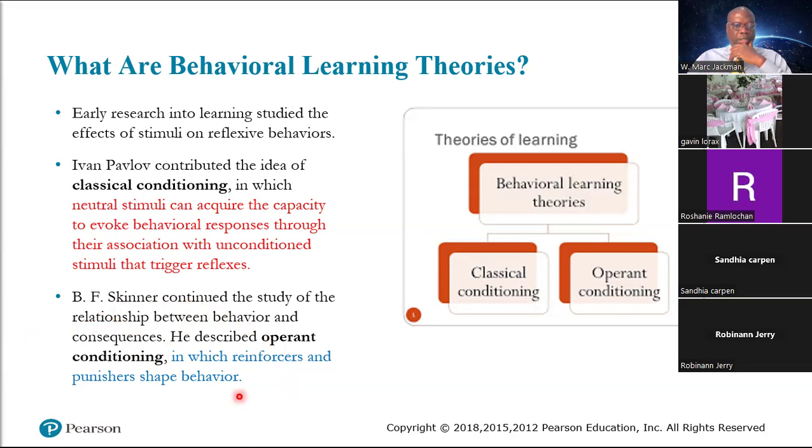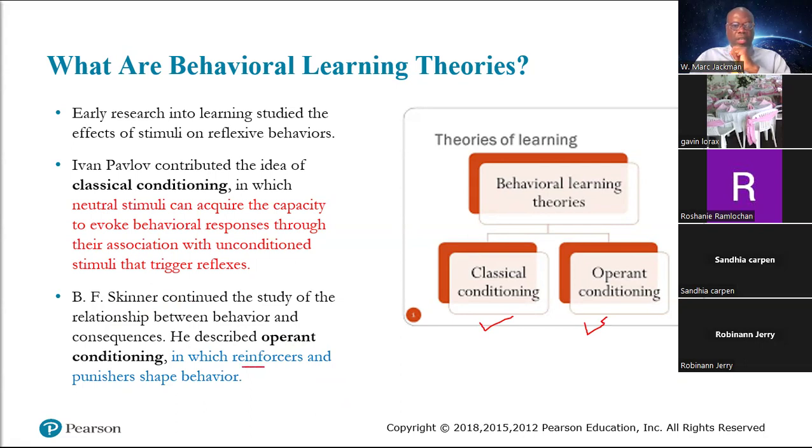Skinner is another theorist who continued to study the relationship between behavior and its consequences. He developed the theory called operant conditioning. So classical conditioning and operant conditioning are basically your two main behavioral theories of behaviorism.